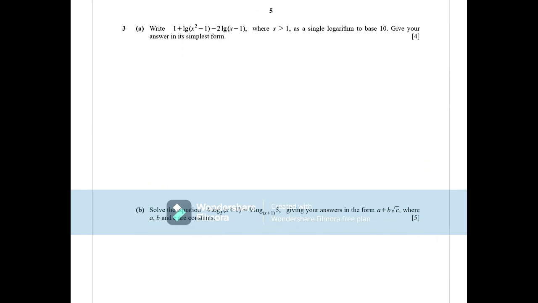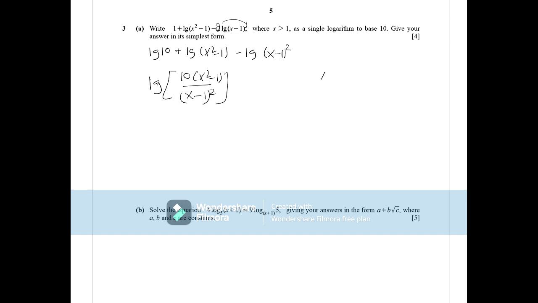For question 3, write this expression as a single logarithm. So this is lg, basically log base 10. So 1 will be lg 10 plus lg of x squared minus 1 minus lg of x minus 1. I'll make this the index of whatever is inside the log. The plus terms will get multiplied and the minus term will get divided. So this will be lg of 10 times (x squared minus 1 over x minus 1) whole squared. But there's room for a bit of simplification.